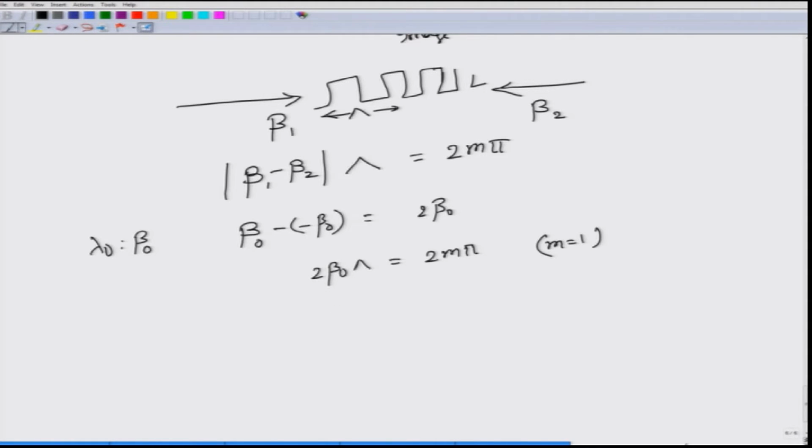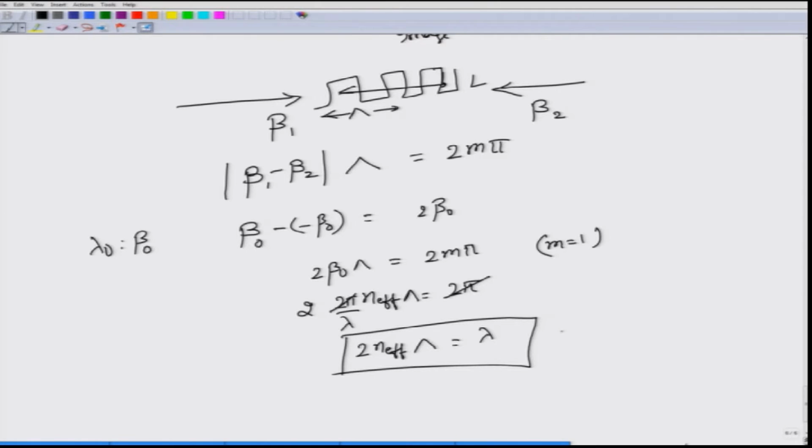Then you replace beta 0 by lambda. Of course, the actual propagation constant has to be written in terms of the effective refractive index, because this effective refractive index will be the effective refractive index over this entire region. So, you get 2 into 2 pi by lambda n effective is equal to 2 pi, cancels on both sides, 2 n effective into capital lambda. This capital lambda is the periodicity, this must be equal to lambda. This is called the Bragg grating equation.